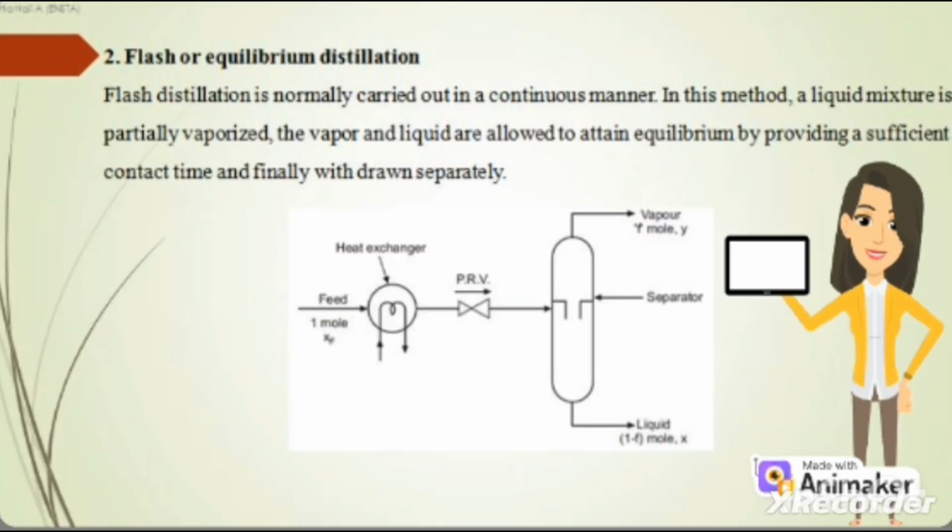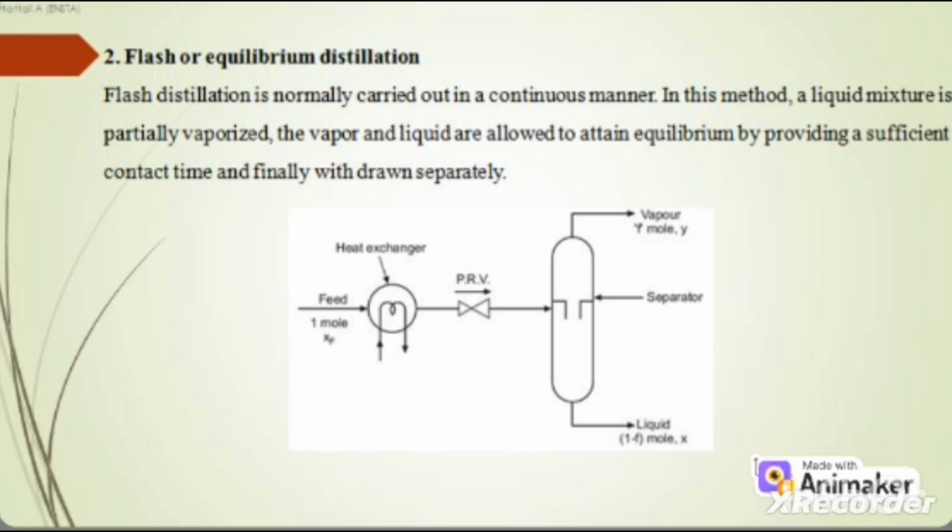Let's go now to understand the flash distillation, or as we also call it, equilibrium distillation. This technique is normally carried out in a continuous manner. In this method, a liquid mixture is partially vaporized. The vapor and liquid are allowed to attain equilibrium by providing a sufficient contact time and finally withdrawn separately.